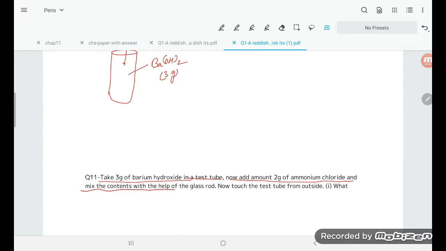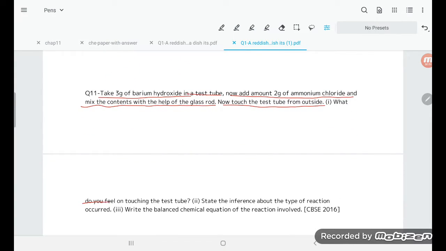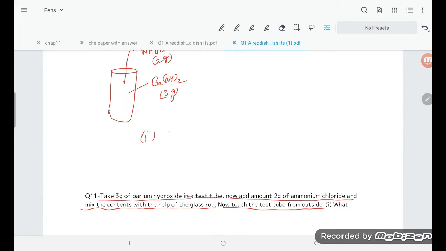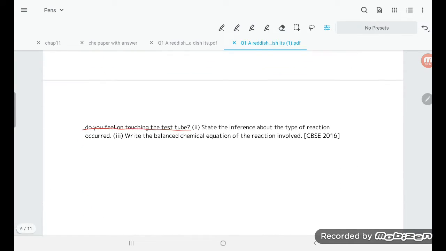And mix the content with the help of the glass rod. Now touch the test tube from the outside. What do you feel touching the test tube? Since it is a combination reaction, the test tube is hot. The first one is the test tube is hot. Now go for the next.